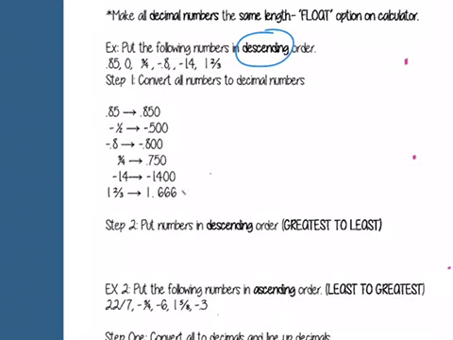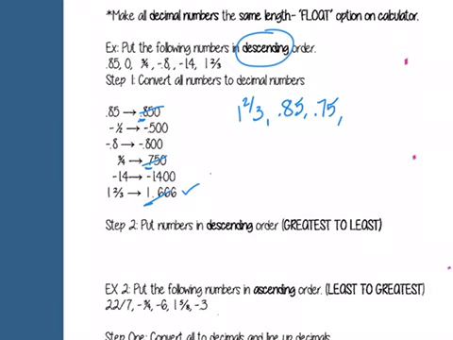So the largest should be that 1.666. That's the only one that starts like that. Or the biggest one starts with the biggest number. And then we should have 0.85 and then 0.75, and that's all my positive numbers, okay? So I'm done with these. Now I'm on to the negatives. So I've got negative 1.4, negative 0.5, and negative 0.8.